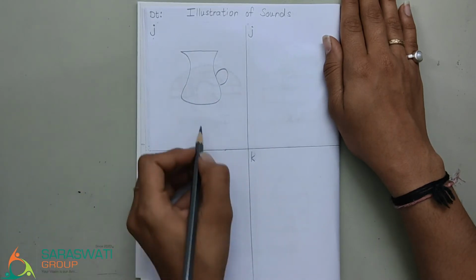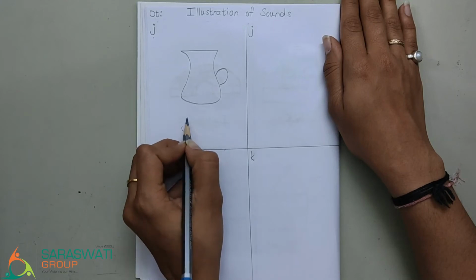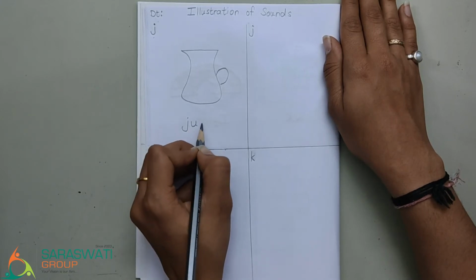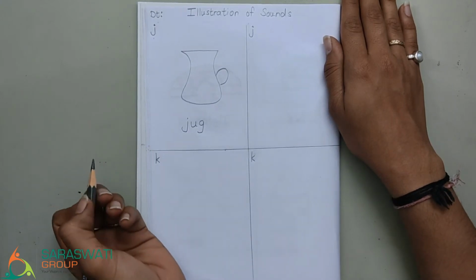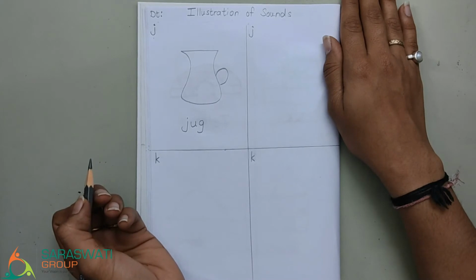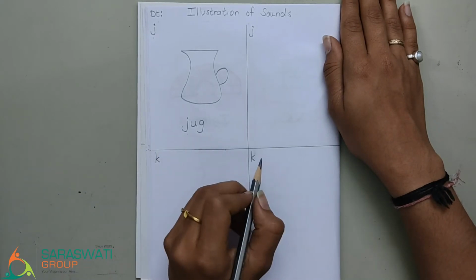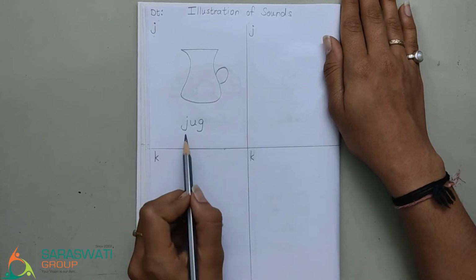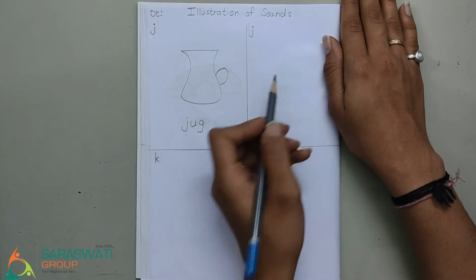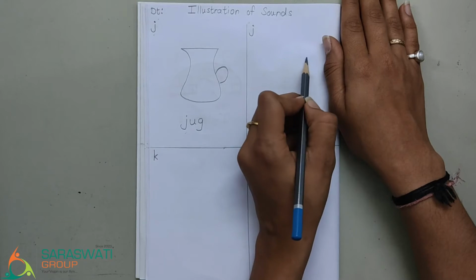What is this? It is jug. What is the initial sound of a jug? J. Now we will do another illustration.